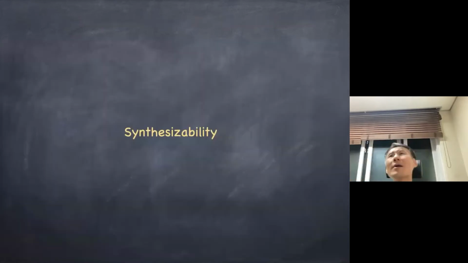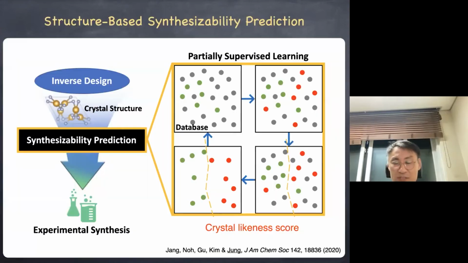Okay, so in the remaining 5 or 7 minutes or so, let me talk about synthesizability. Like I said, many of these materials that are computationally designed, either using property prediction models or generative models or high-throughput screening, end up being discarded because they are not synthesized. So it would be good to have a model that can predict the synthesizability.